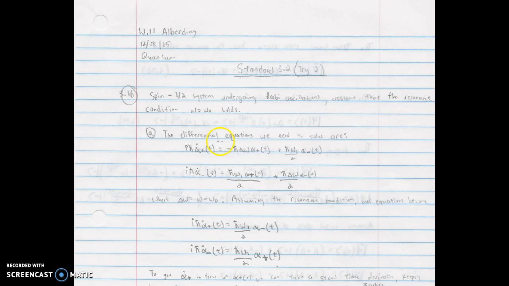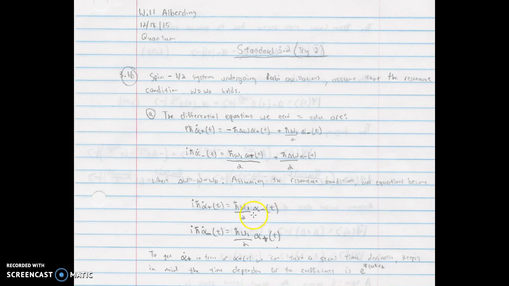So basically we want to solve this for alpha plus and alpha minus, where delta omega is equal to omega minus omega naught. We assume the resonance condition, which is omega equal to omega naught, which makes delta omega 0. So we plug that into our equations, and we get this.